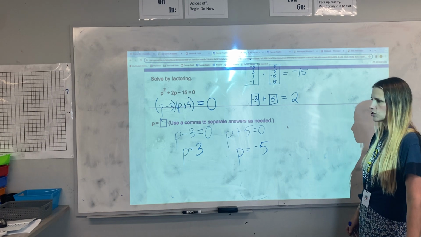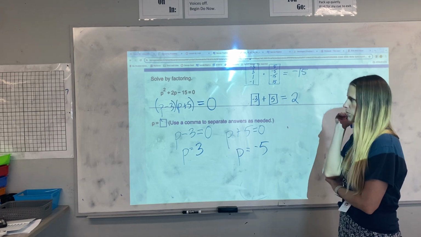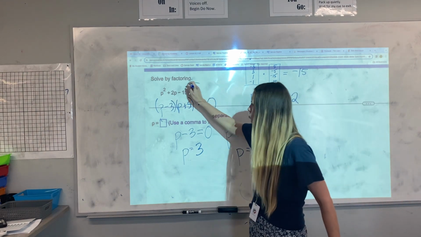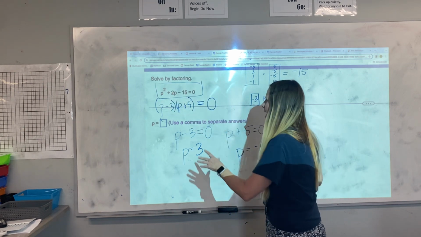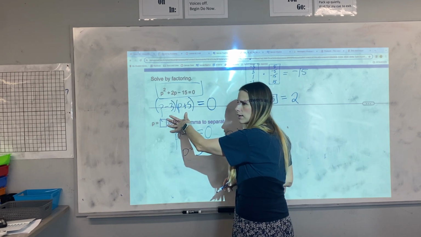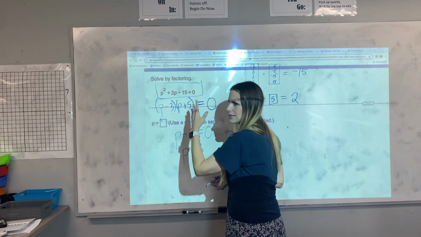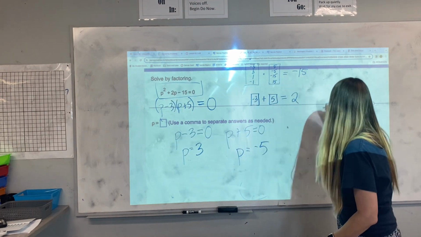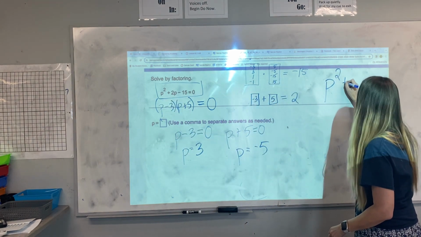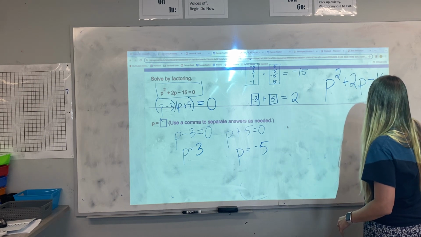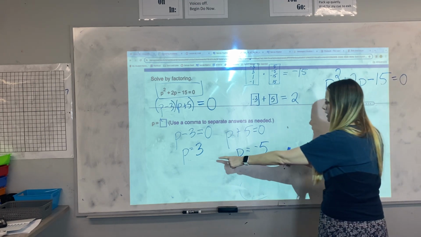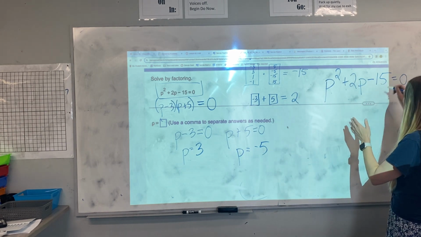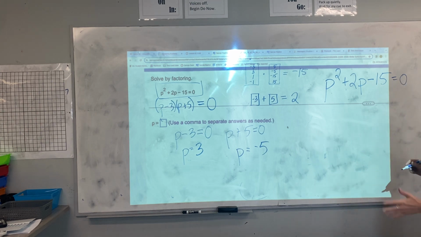If we wanted to check our answer before putting in those numbers, what should we do? Plug them in. Let's plug them into this original equation, because if I factored wrong, it might work for this, but it wouldn't really tell me the truth about whether it's right or not. I have to plug it into the original equation. So p squared plus 2p minus 15 equals 0. Both of these numbers have to work for P and make this true. That's the only way that I can say that those solutions are correct.